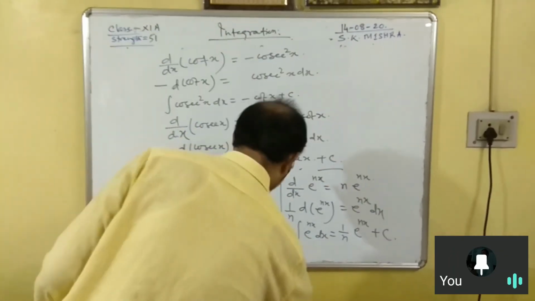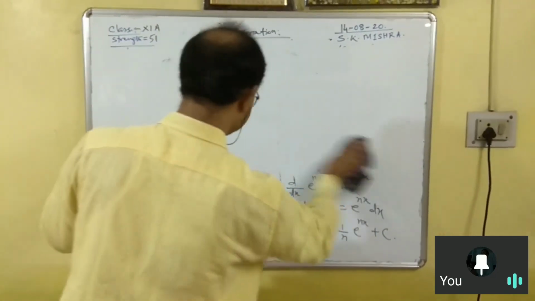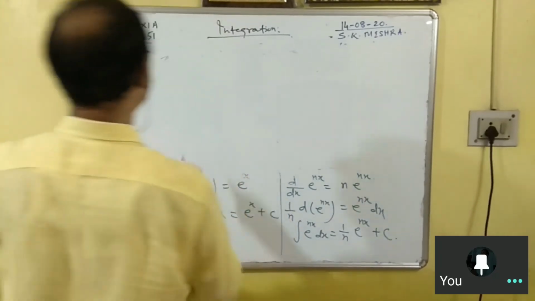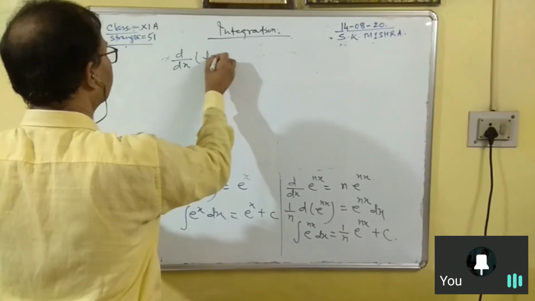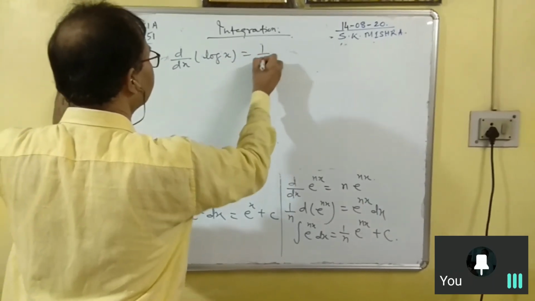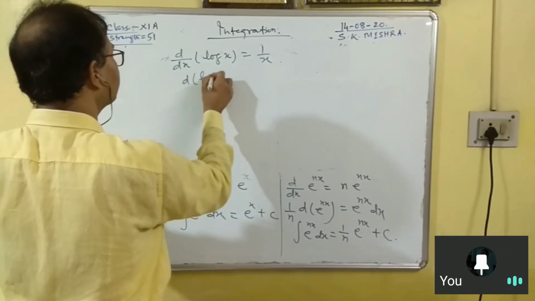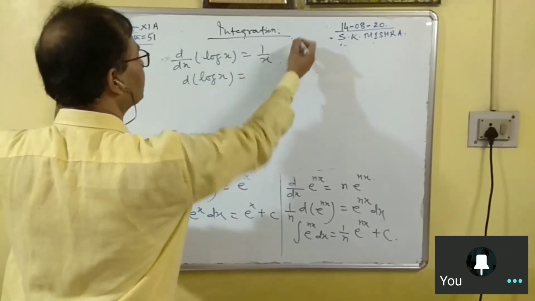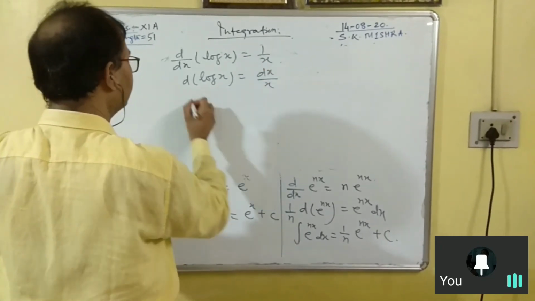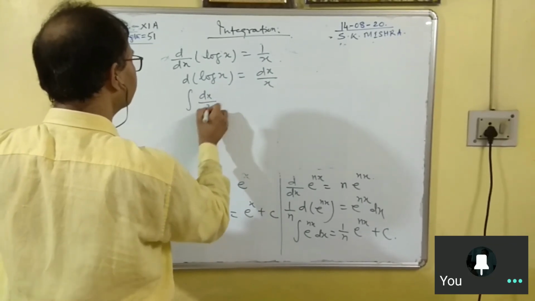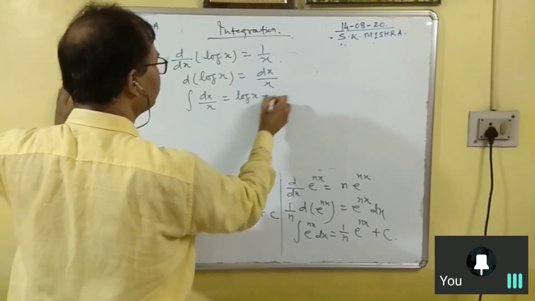And the last problem is log x. d by dx of log x, you know this is 1 by x. If you transfer dx to this side, then d of log x is how much? That is dx by x. So integration of dx by x, then d will be abolished. It is log x only plus some constant c.